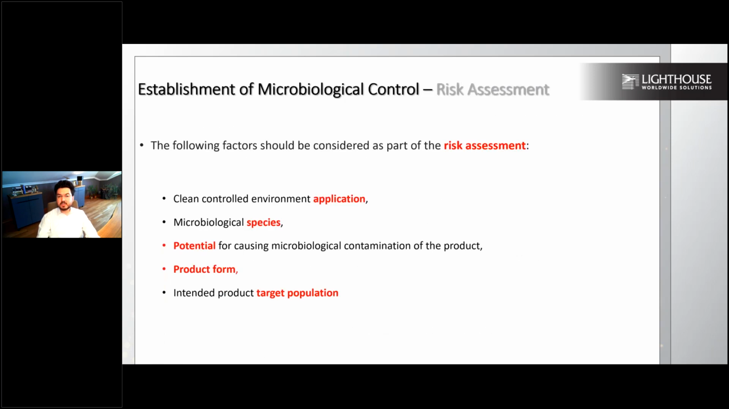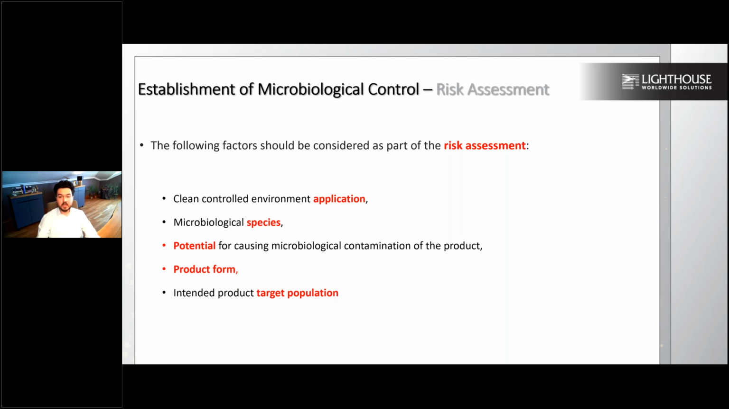When we come to the risk assessment part, these are the important factors that we need to control. First of all, the clean, controlled environment application, for example pharmaceutical, medical device, food, or cosmetics, or the microbiological species. This can include survival possibilities, associated toxins related to these species, and the potential for causing microbiological contamination of the product, or harm to the intended recipients.